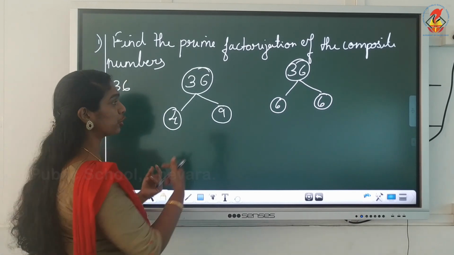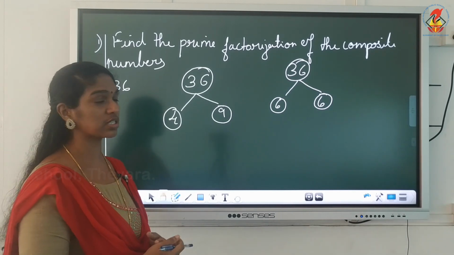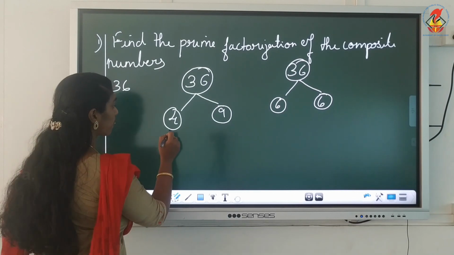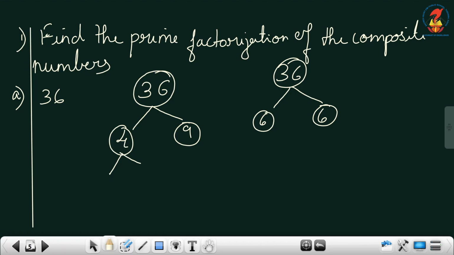Okay, so I am showing you 2 of them. You can do the others which you want. So I have split 36 into 4 into 9. This 4 again I can split. What do I get? I get 2 into 2. 2 into 2 is 4. Right? This 9 again I split, I get 3 into 3.